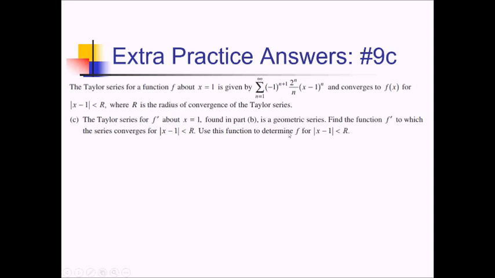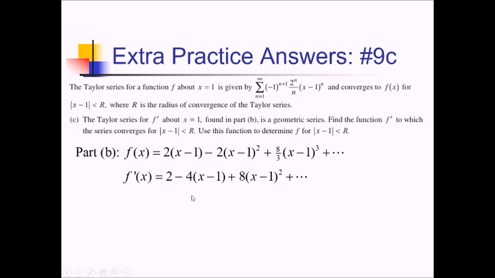Okay, so we've basically got a geometric series that we want to put in just normal function form, and we also want to figure out the function form for f. So let me start by rewriting what we've already gotten so far. So here was the original series in function form, and here was the derivative that we found in part B. So now they said that this f prime here is a geometric series.